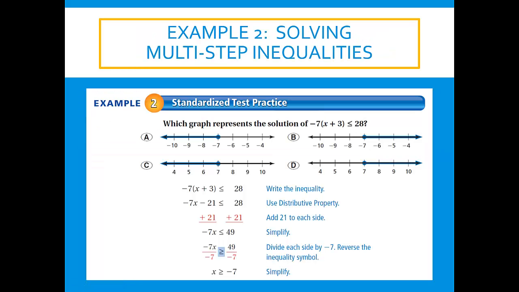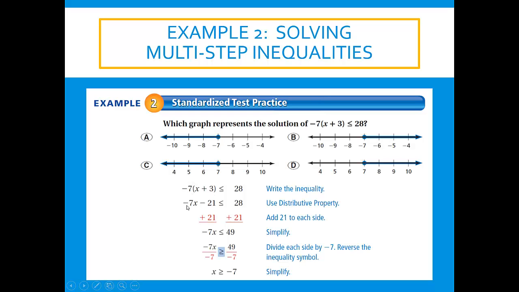Now we'll look at our second example, and we're solving multi-step inequalities. Which graph represents the solution of negative 7 times the quantity x plus 3 is less than or equal to 28? The first thing we're going to do is solve our inequality. The first thing we need to do when we solve this is use the distributive property. So we have negative 7 times x, and then negative 7 times 3.